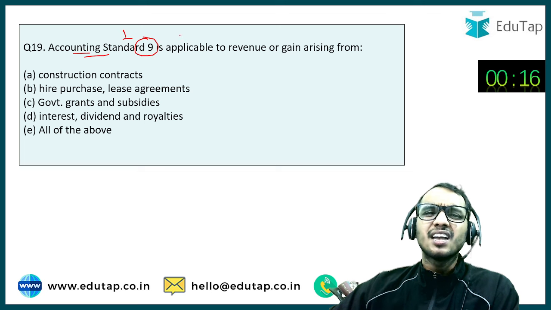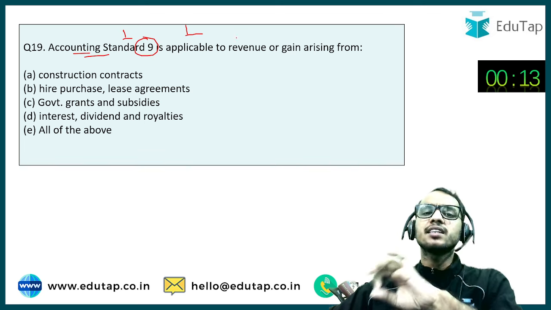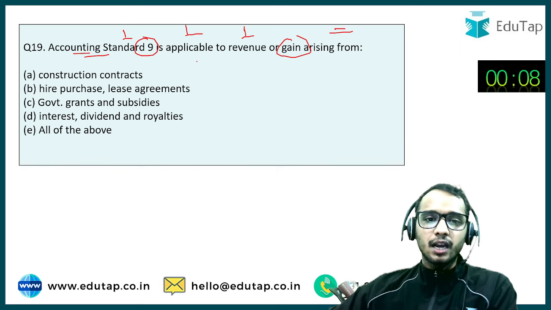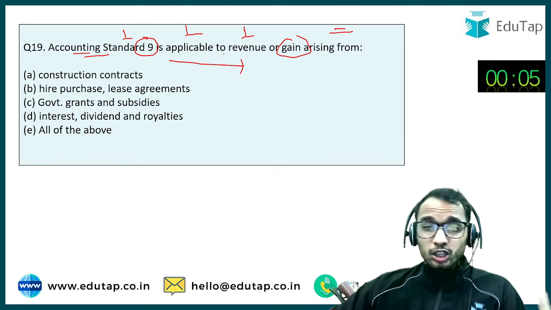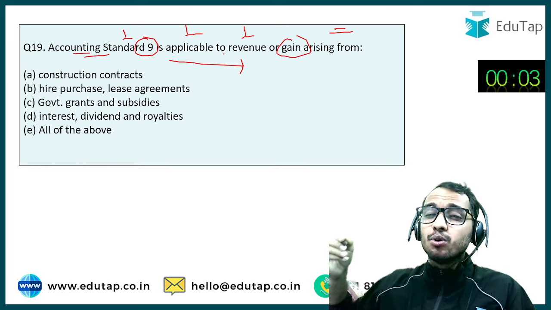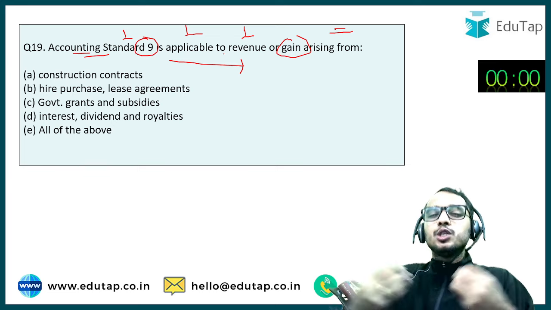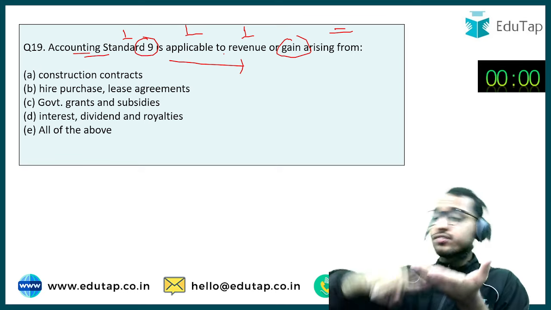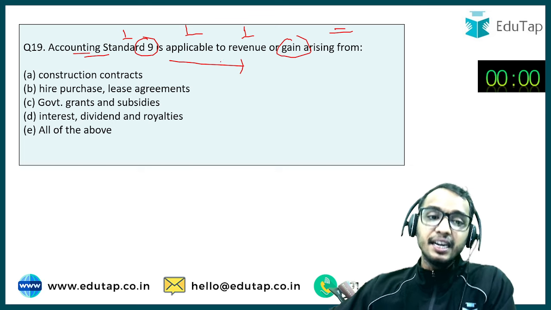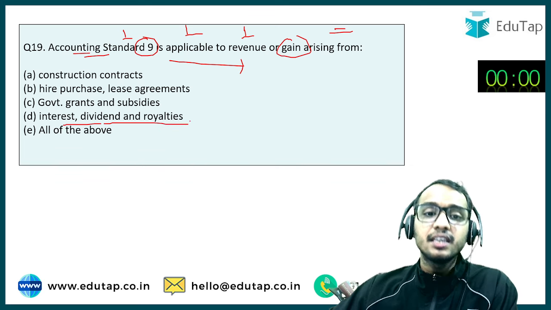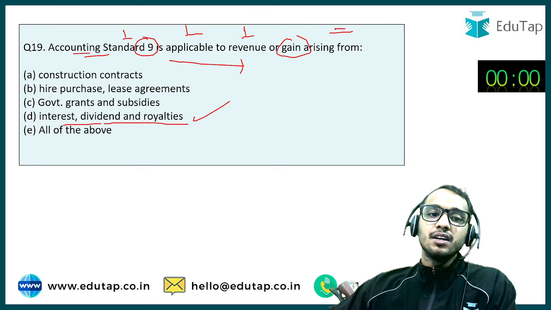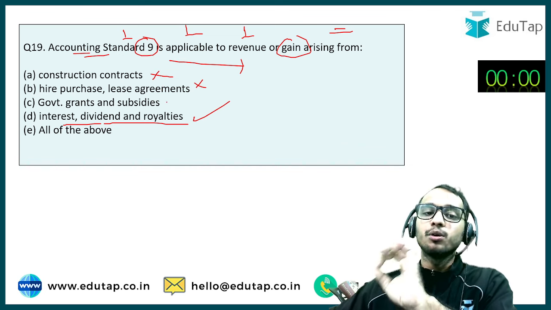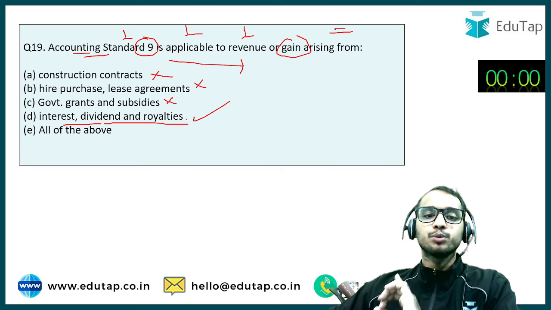As per accounting standard 9, it is applicable to what? Accounting standard 9 is applicable to revenue or gains arising from what? So very easy. Accounting standard 9 talks about the timing of the recognition of the revenue. And which type of revenue? Which you have gained from selling of goods, from rendering of services, and from interest, dividend and royalties. So the answer would be option number D. Construction contracts is not included in AS9. Hire purchase lease agreement is not included in your AS9, nor the government grants. So option number D would be the correct answer here.